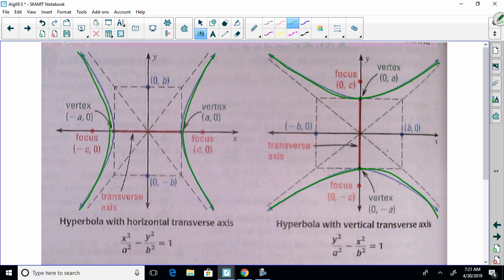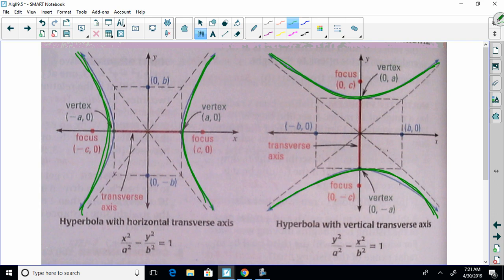And please understand, in these complicated looking diagrams, the hyperbola is just the green part. The hyperbola is just the green part. All those other things that you see here in the diagrams are things we use to draw the hyperbola.